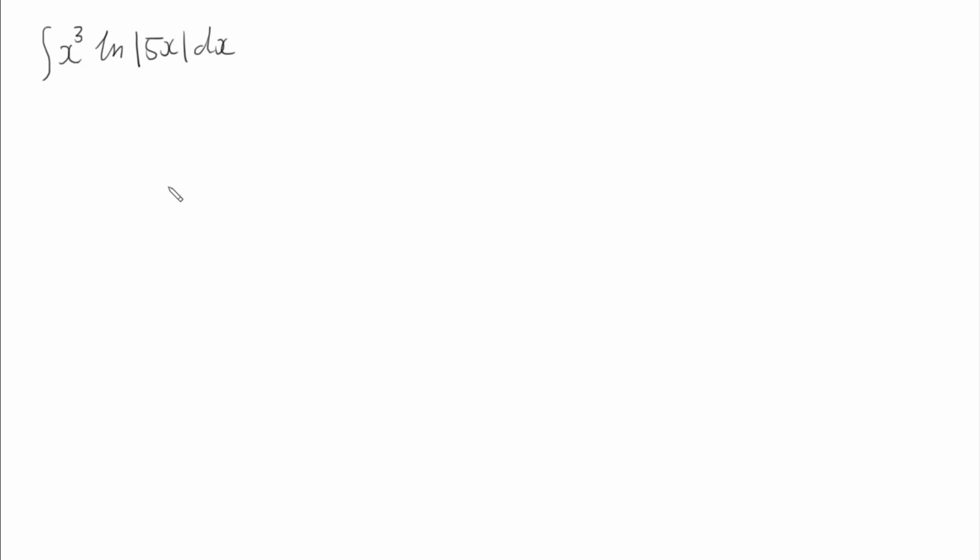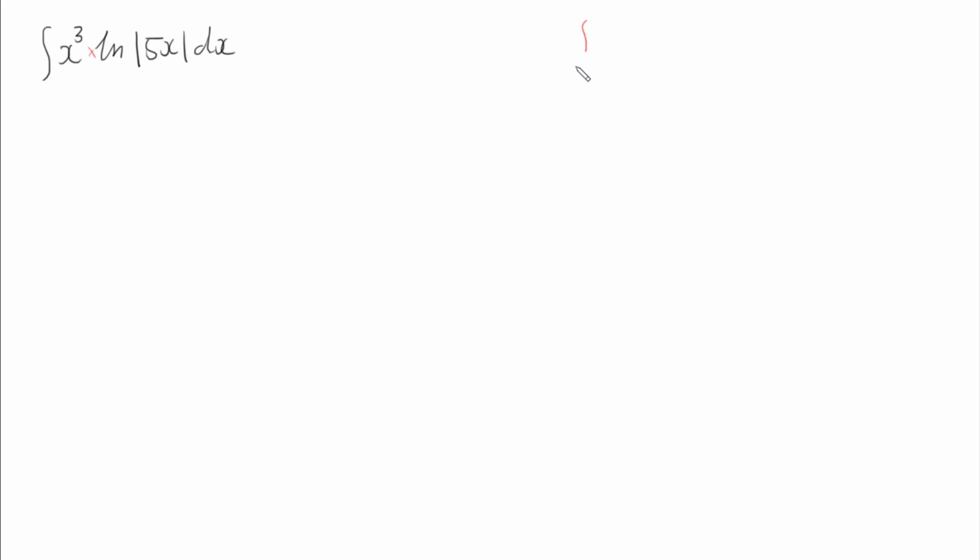Hi, in this video I'm looking at doing this integral here of x cubed times ln of 5x dx. Now this integral contains a product of two functions. We have the product of x cubed and ln of 5x. And when we've got the product of two functions, we want to use integration by parts.